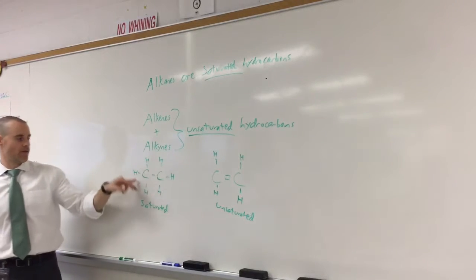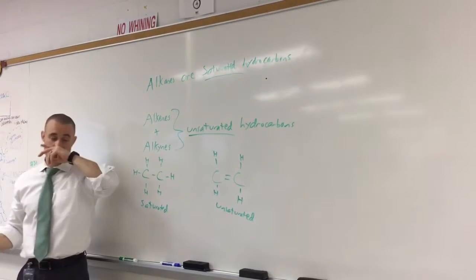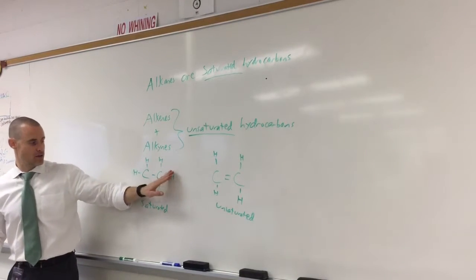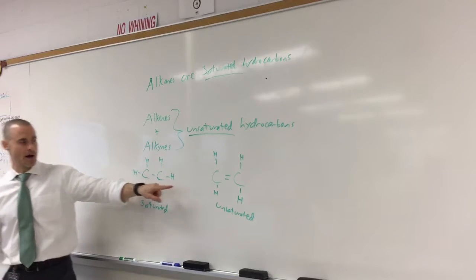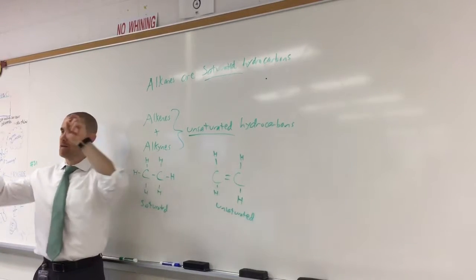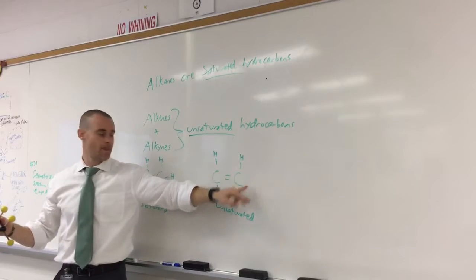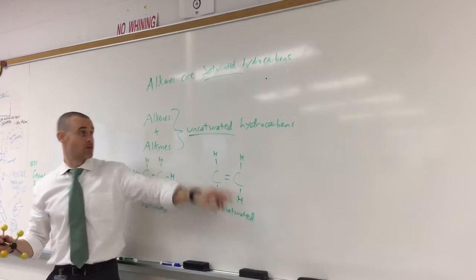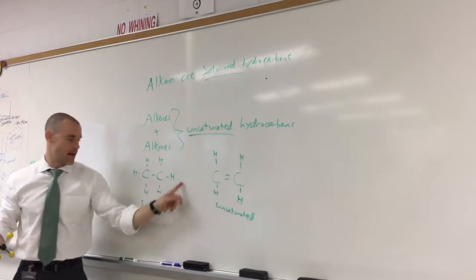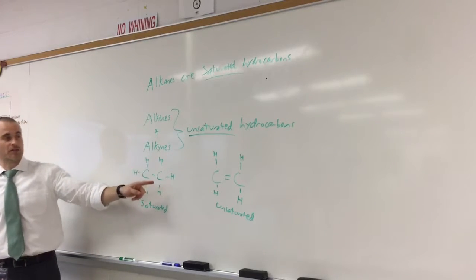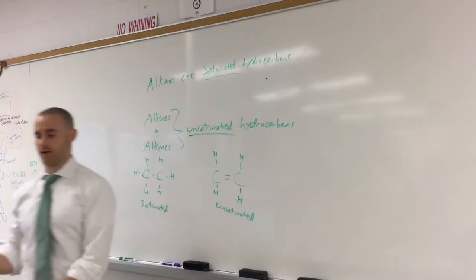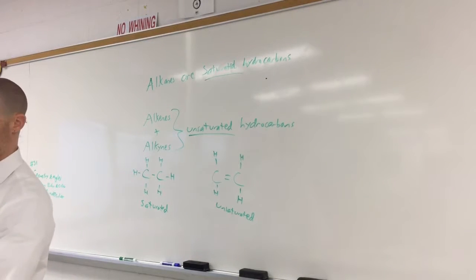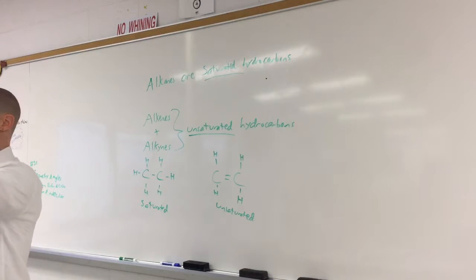1, 2, 3, 4, 5, 6. That's the max. But if I take these 2 hydrogens off and make a double bond here, now this is missing 2 hydrogens. So we call that unsaturated. What saturated means is it has the maximum number of hydrogens. What unsaturated means is it does not have the maximum number of hydrogens. So you can literally count. This has 6, this has 4, this is missing a couple.